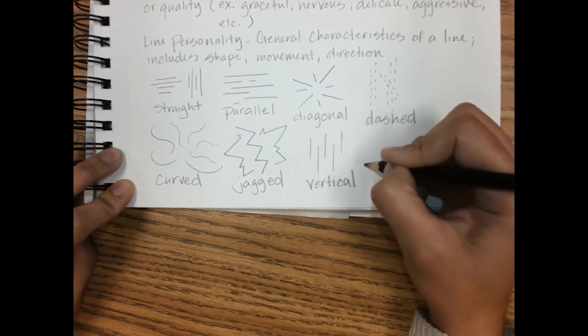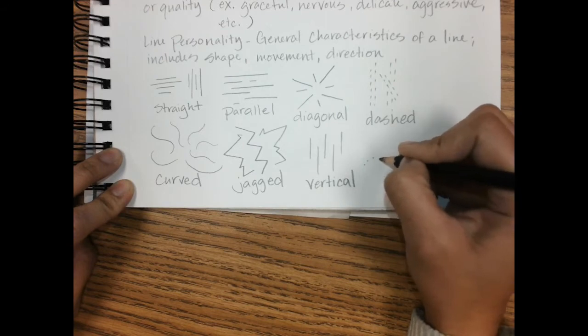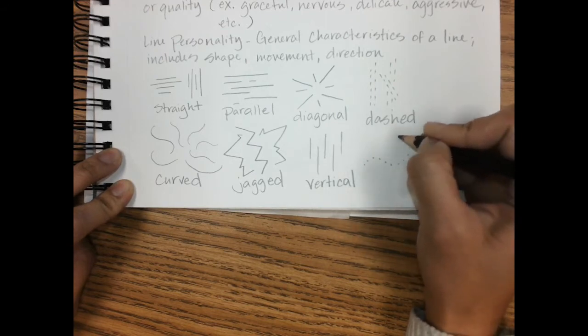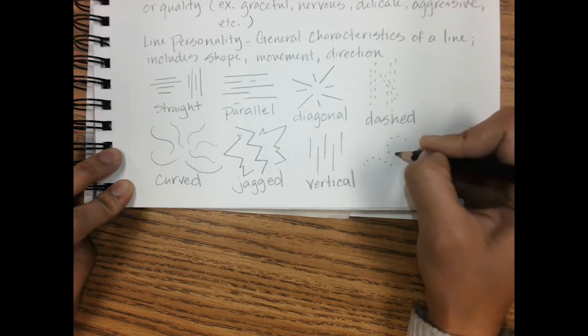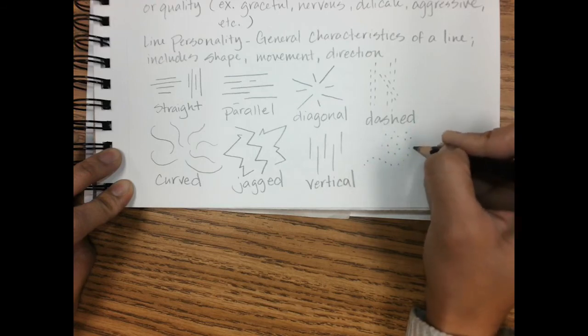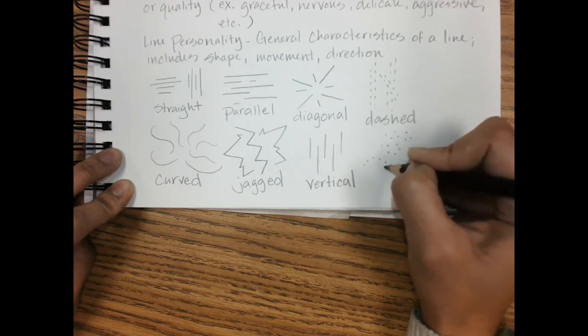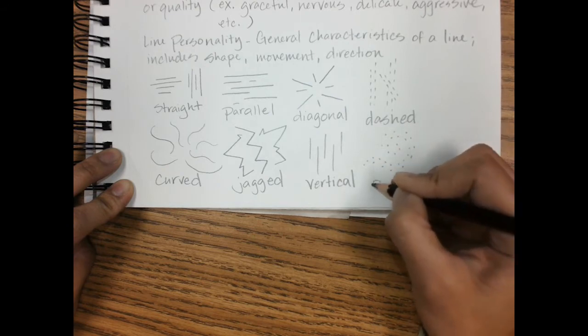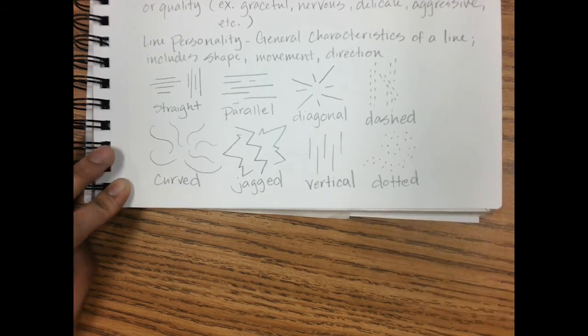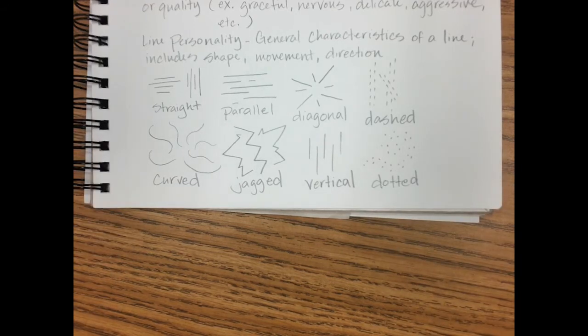And now the last set of lines that we're going to create are dotted lines. So as long as you have them following a path, it is considered a line. So notice I'm making mine more into a curled line, curled dotted line, I should say. And these are some various line personalities.